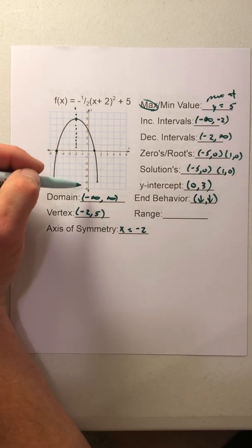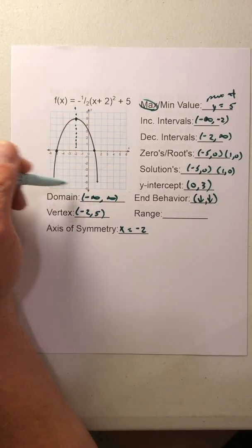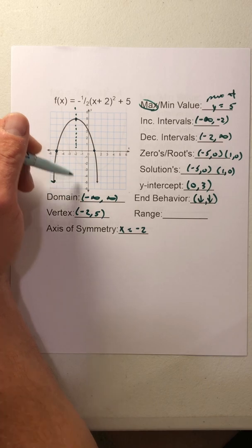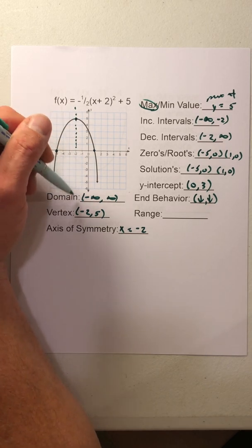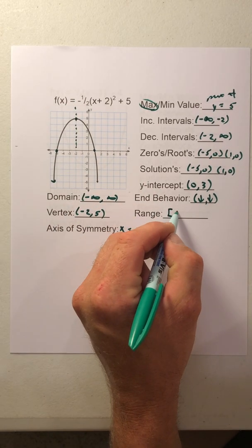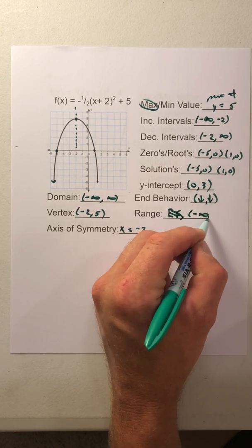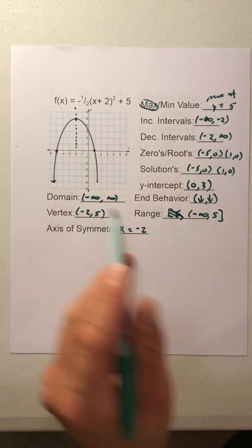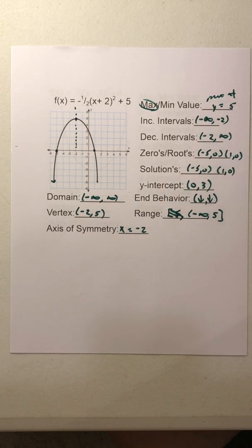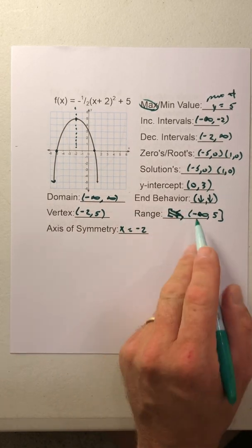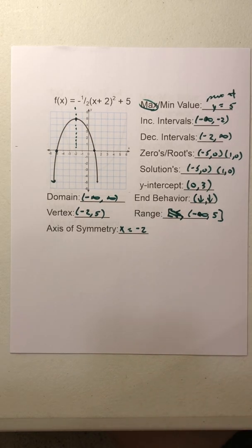And my range, that's talking about my y values. So I'm going to be able to graph anything that's below 5. So, oh, sorry, I have negative infinity to 5. I always want to write my lowest value first and then my highest value after. So I'm going to go from negative infinity to 5. And that's going to be all my characteristics of this graph.